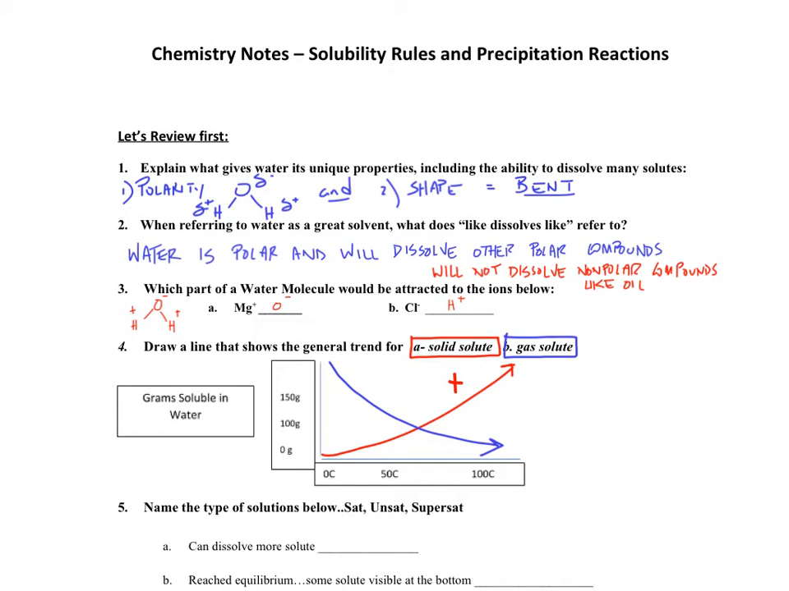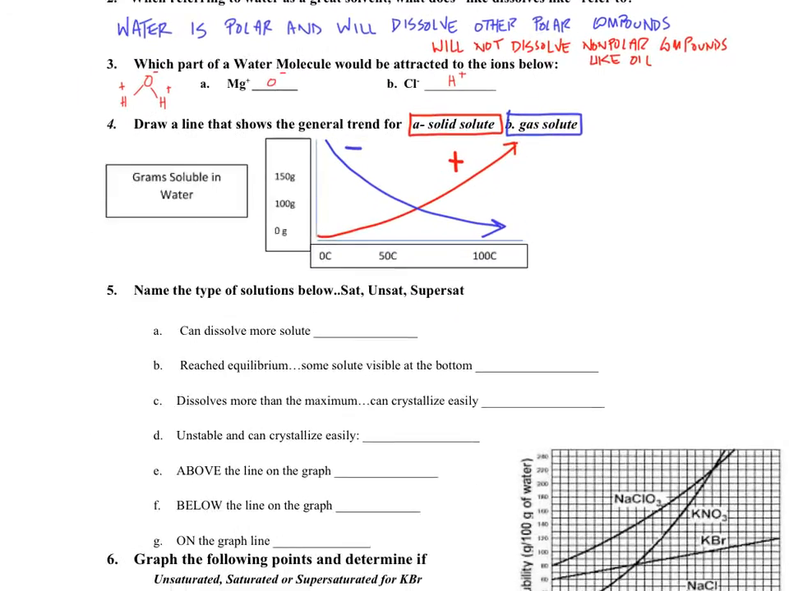Gases have the opposite effect. As the temperature increases, the gas becomes less soluble in that solution, which is why the gas is shown here with a downward correlation or negative slope. Okay, so that's an easy spot. Typically things that have a positive slope are going to be solids, and any lines in this graph that have a negative slope are going to be your gases. Let's slide this up a little bit here.